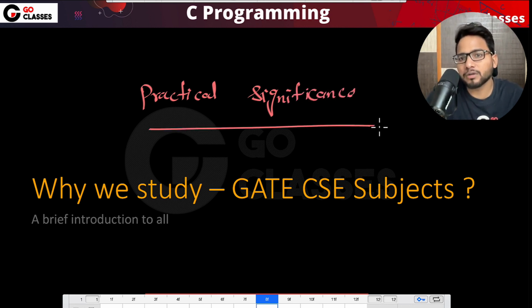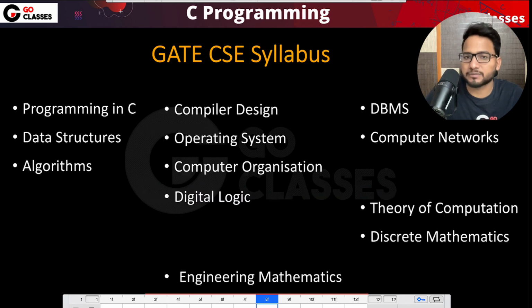Which means how they are making our life better, all the subjects. So this is the GATE computer science syllabus, which includes programming in C, data structures, algorithms, compiler design, operating system, and all these subjects. Let's quickly see why we need all of these subjects in combo.